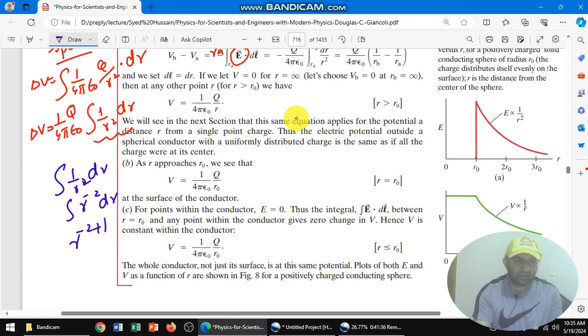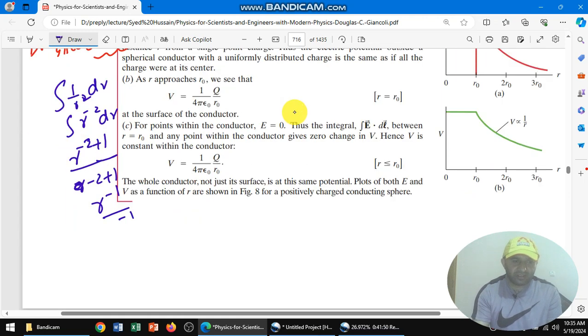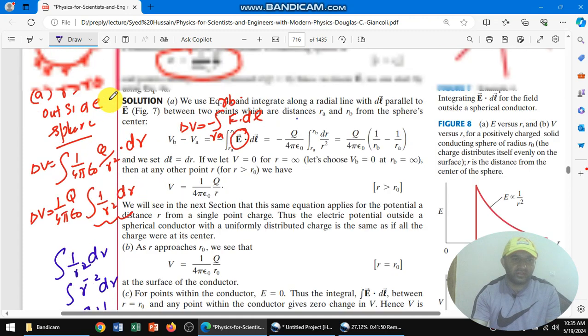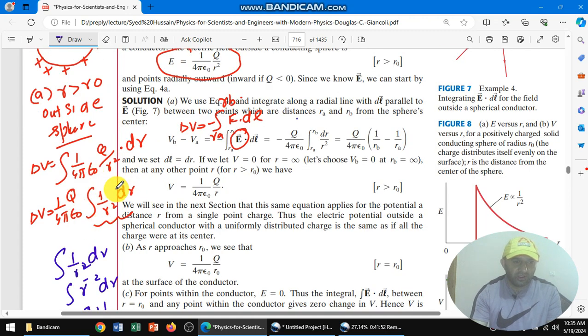Minus 2 plus 1 over minus 2 plus 1. We know that the power rule is add 1 to the power and divide by the same new power. So r to the power minus 2 plus 1 over minus 2 plus 1 gives us r inverse over minus 1. That will give us minus 1 over r. So the line integral is minus 1 over r. So we replace this integral with minus 1 over r.